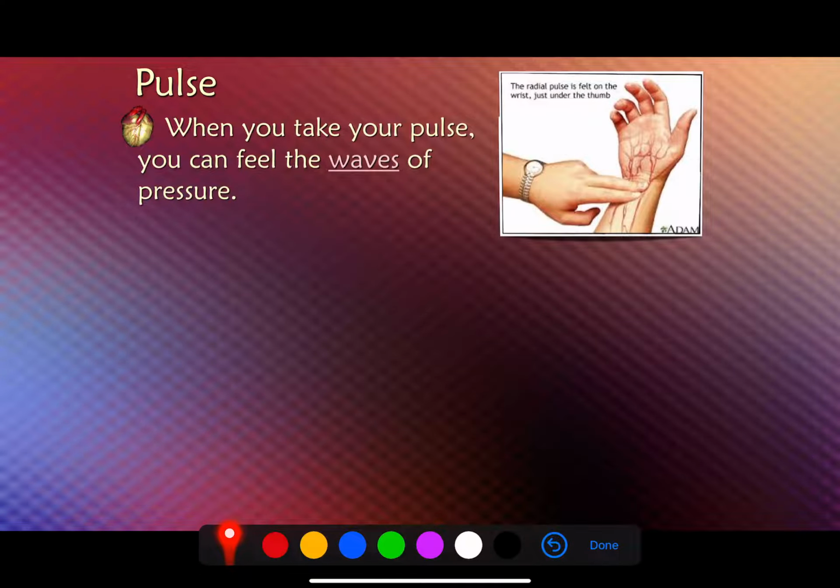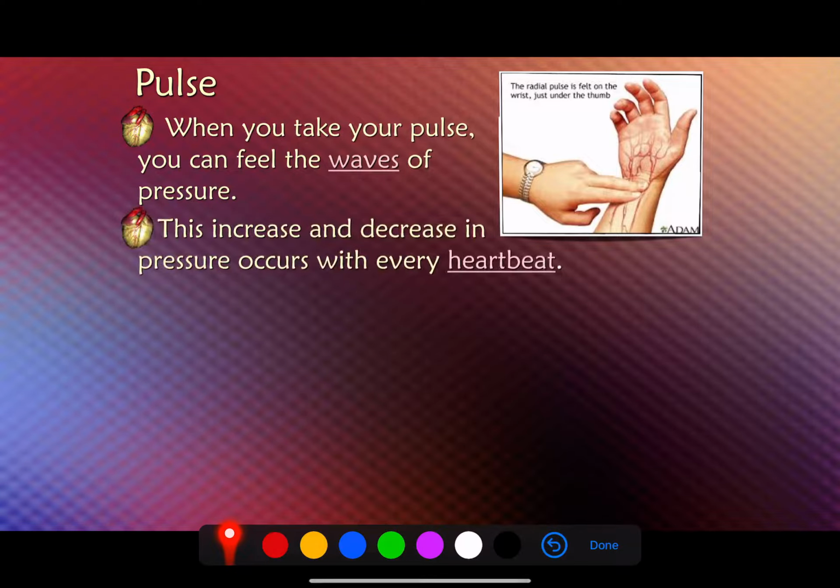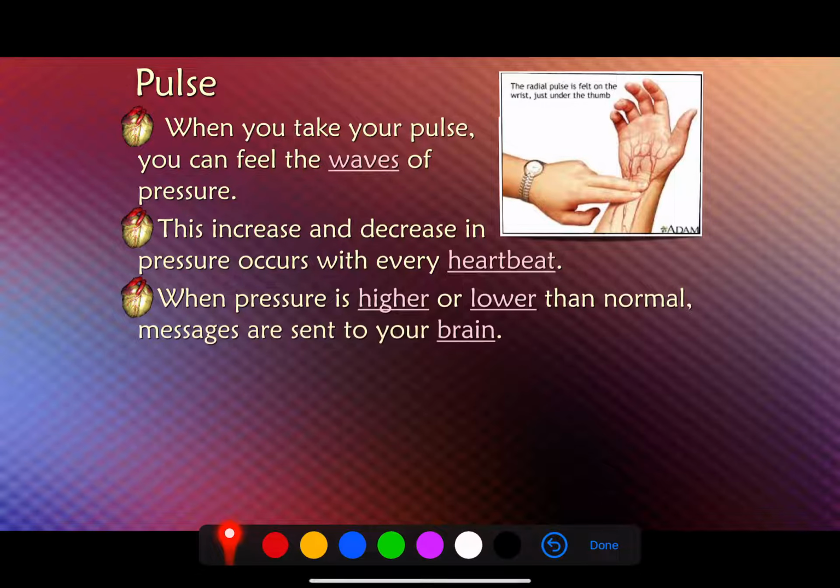Okay, your pulse. What you're feeling when you're taking your pulse is actually waves of pressure, and that increases and decreases with every heartbeat. You can really feel your pulse where the arteries are closer to the skin, like your neck, your wrist, like you see in that picture.